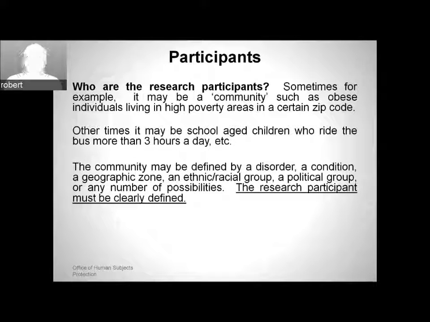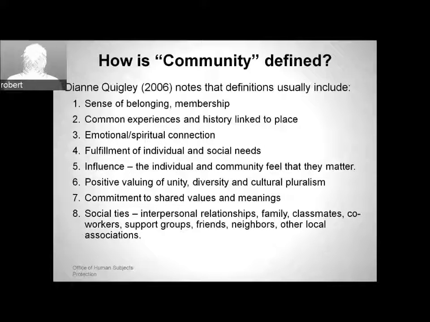Who are the research participants? Sometimes, for example, it may be a community such as obese individuals living in a high poverty area in a certain zip code. Other times it may be school-aged children who ride the bus more than 3 hours a day. The community may be defined by a disorder, a condition, a geographic zone, an ethnic or race group, a political group, or any number of possibilities. The research participant must be clearly defined. So again, we want to ask, how are you defining community?